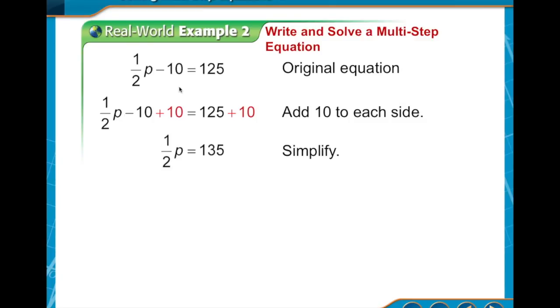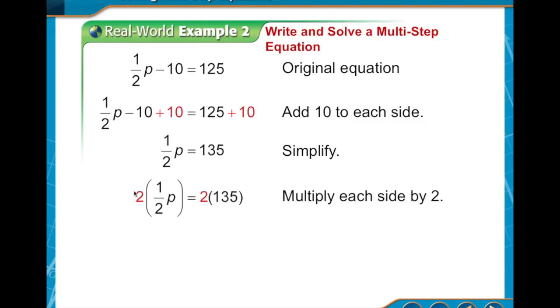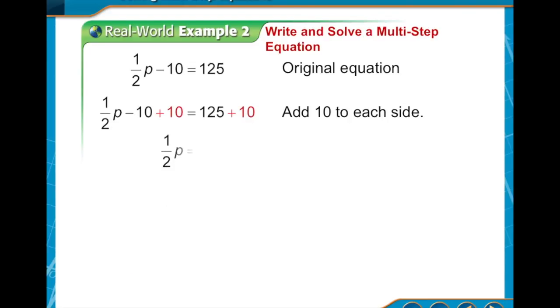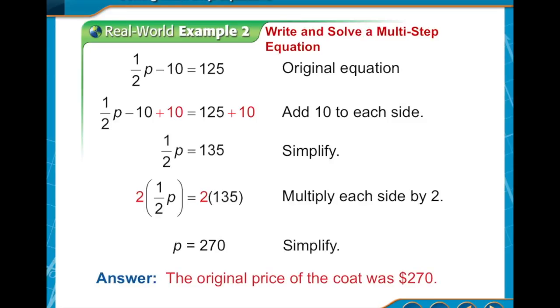If you're not sure, we can get rid of this 1/2 by multiplying by the reciprocal, which is 2. So multiply by 2, that cancels out the half. On the left, we'll get just P. On the right, we get 270. So what was the original price of the jacket? It had to be $270. That is our solution for this real-world example.